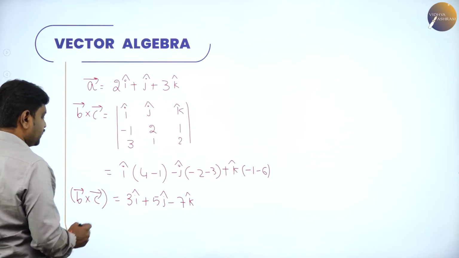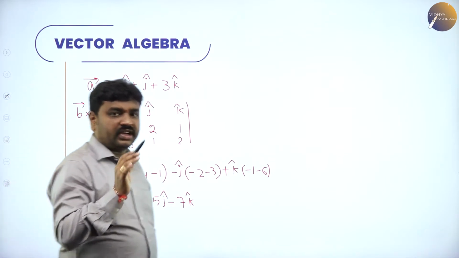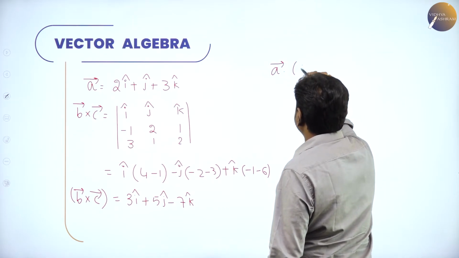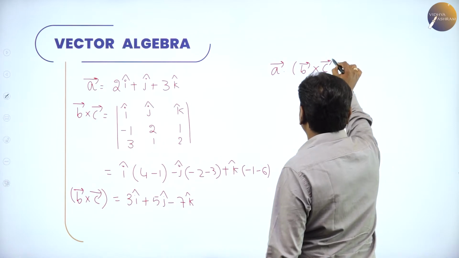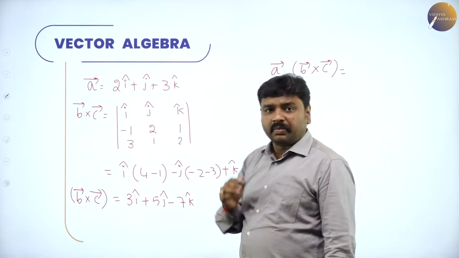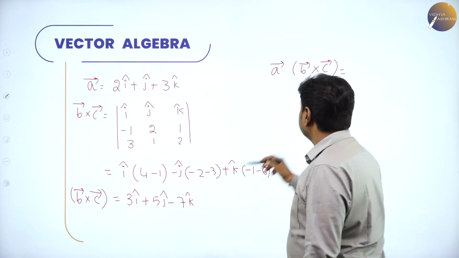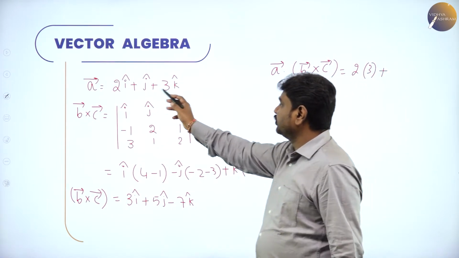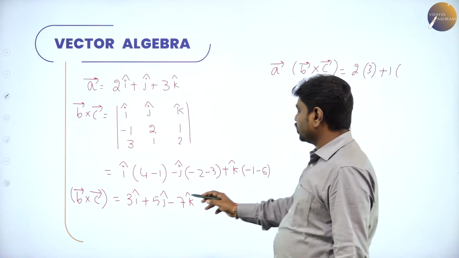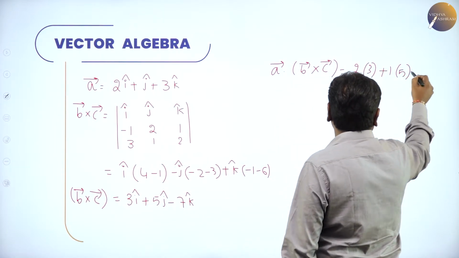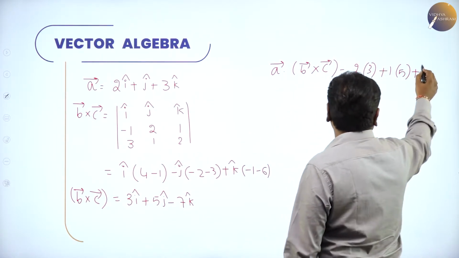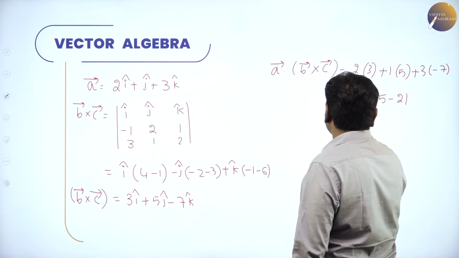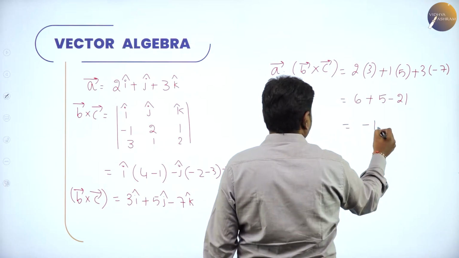So now you got B cross C value, you know A value. Now we need to find A dot B cross C. What is meant by A dot B cross C? Dot product of two vectors. How to find dot product of two vectors? Multiply the coefficients and add. What is the coefficient of i? 2 into 3, plus the coefficient of j, 1 into 5, plus the coefficient of k, 3 into minus 7. Simplify this, it will become 6 plus 5 minus 21. 6 plus 5 is 11, minus 21, that is minus 10.